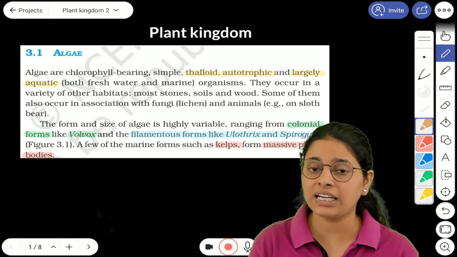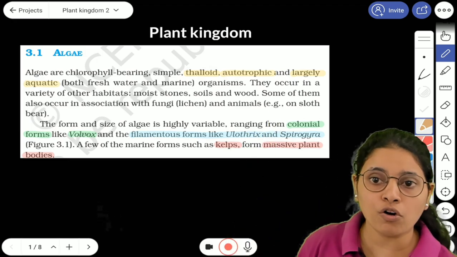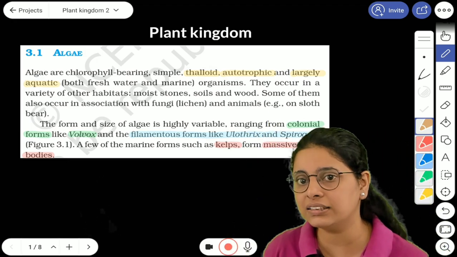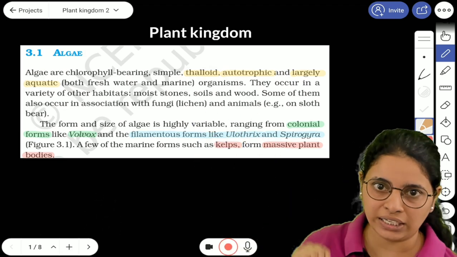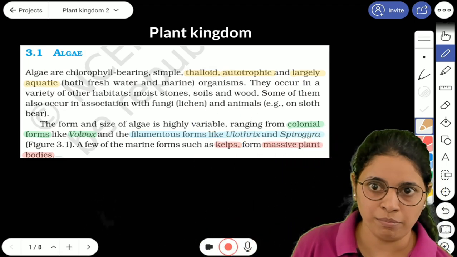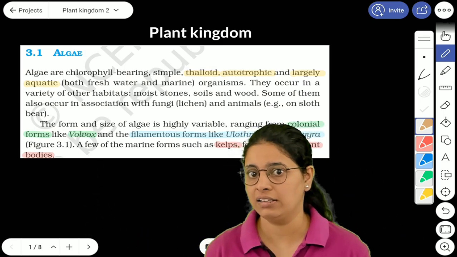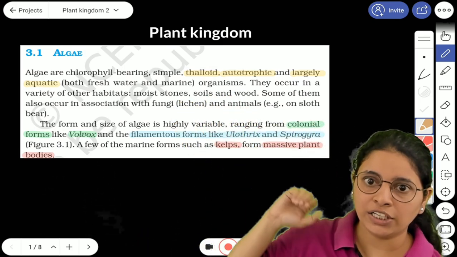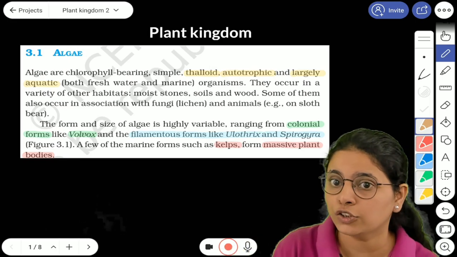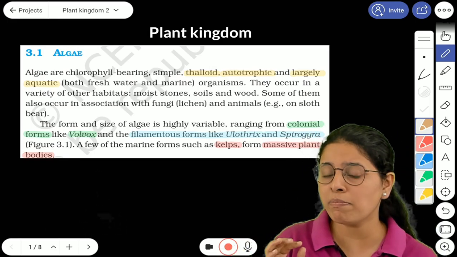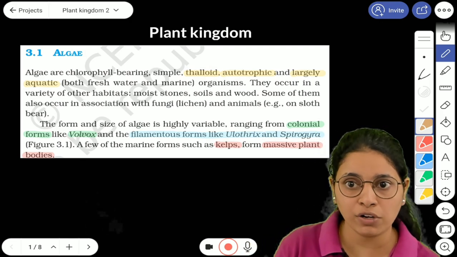Many of the species are thalloid, means they have flattened sheet-like structure. They are autotrophic. That means they can synthesize their own food by photosynthesis, and largely aquatic, both freshwater as well as marine. They occur in very diverse habitats, like along with the freshwater and marine ecosystems, they are also found on moist stones, soils and wood. But obviously presence of moisture, presence of water is very important for survival of algae.